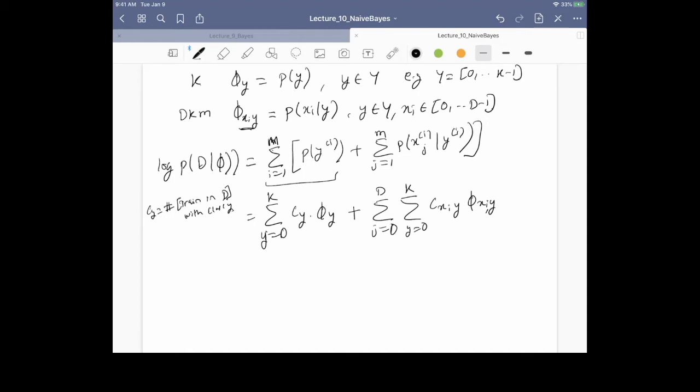Okay, so far so good. Can someone tell me whether there are any natural constraints that I need to add over here? In particular, are there any constraints on phi of y and phi of x_i comma y? Any idea? Anyone? What are some constraints on phi of y? Anyone? Just a wild guess.